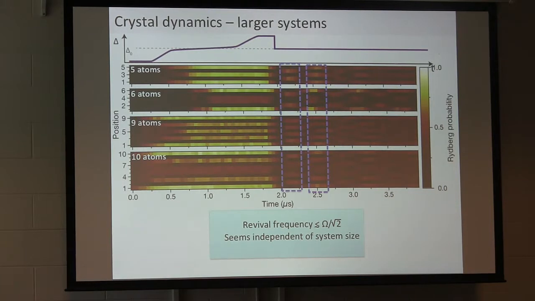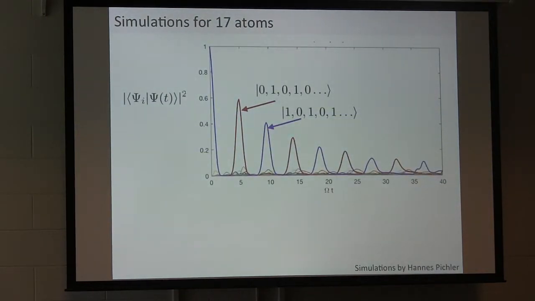We can extract some numbers, and what we find is that the frequency of oscillation between the initial crystal and the time it takes to go back to this initial state is given by omega divided by root 2. Of course, Hannes Fischler, more precisely, has made some simulations to confirm that indeed this is what we should expect.